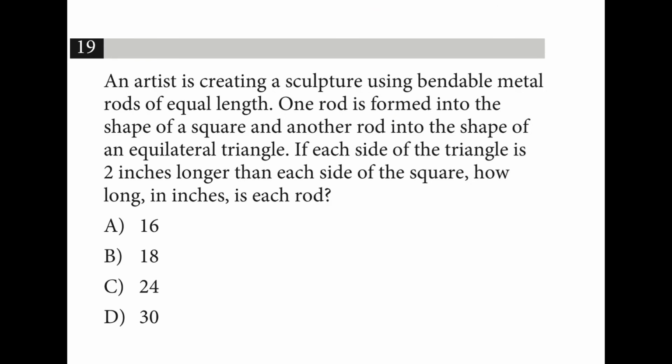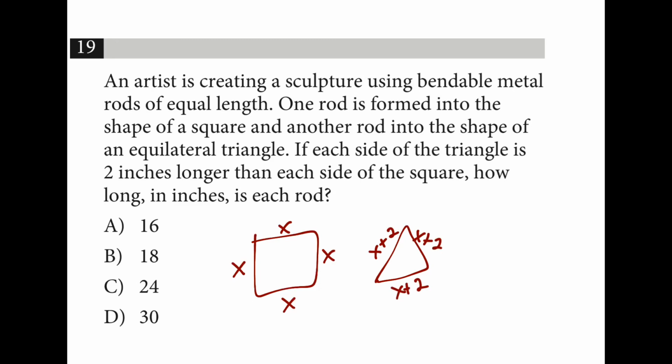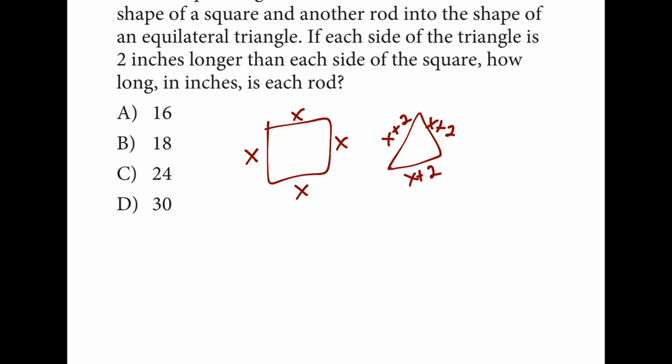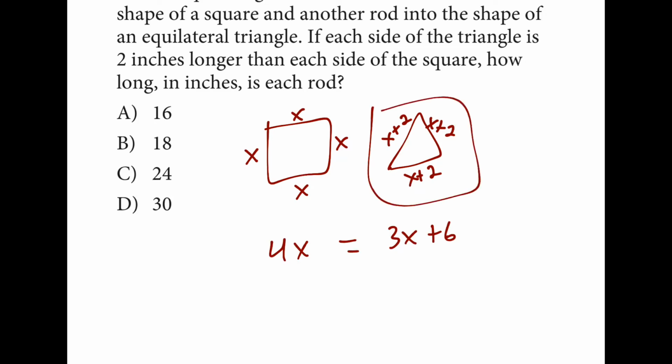Just kidding, there's one more. We have a square and an equilateral triangle, both formed by metal rods of the same length. So we'll consider this square has 4 side lengths of x, and the side of the triangle, they're 2 inches longer, so we'll call that x plus 2 on all 3 sides. But the entire perimeter is equal for both shapes. So 4x is equal to 3x plus 6 if I add up these 3 lengths. This tells me when I subtract 3x that x is equal to 6.